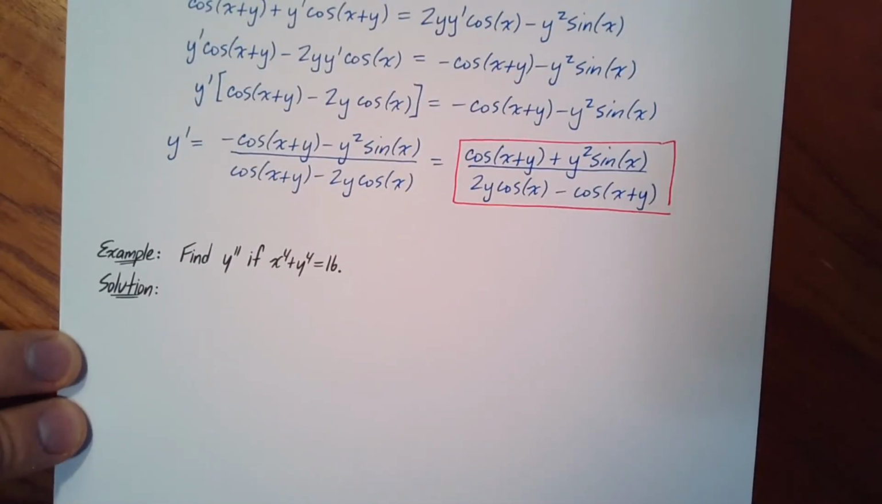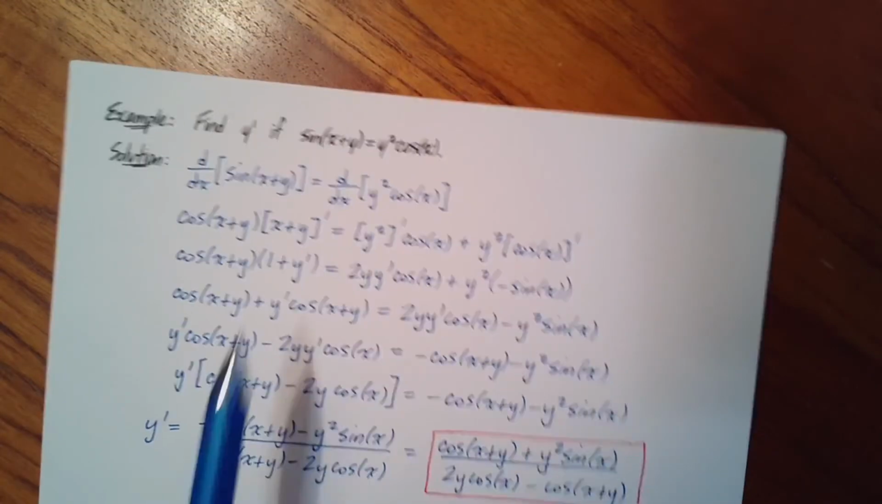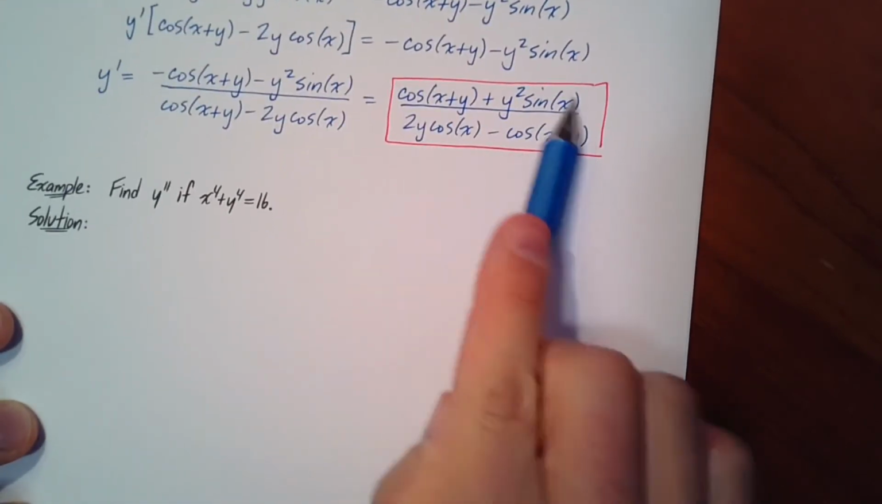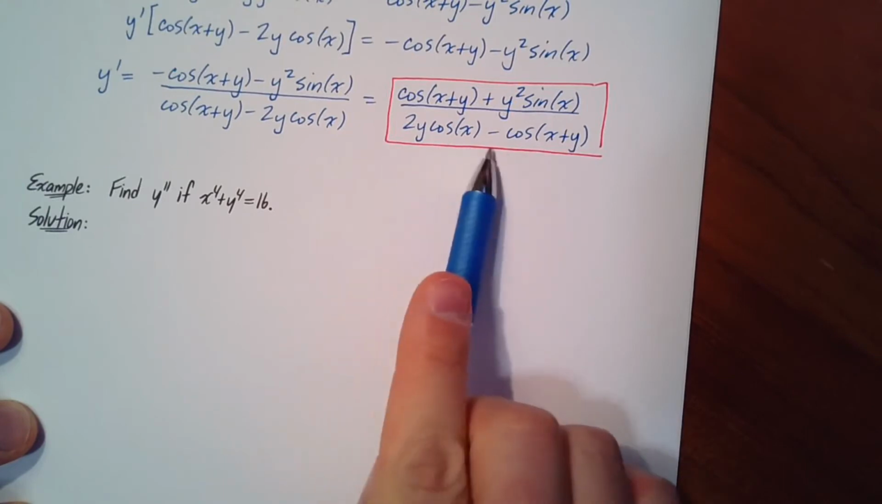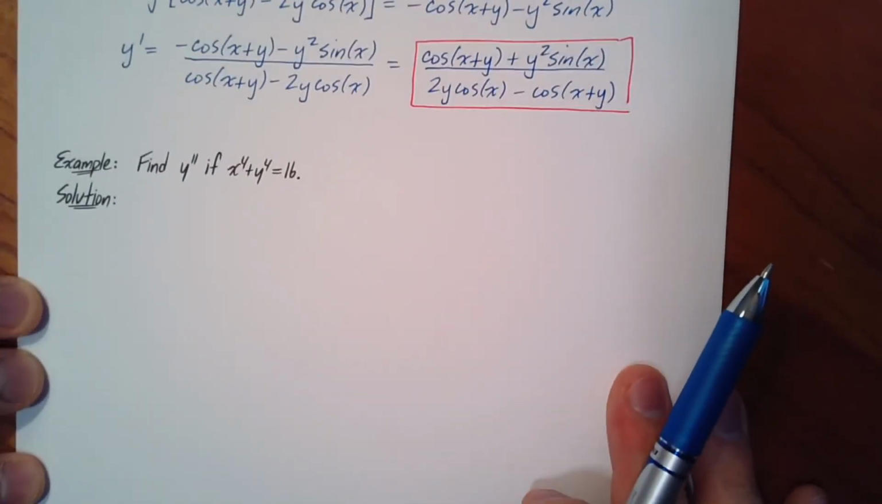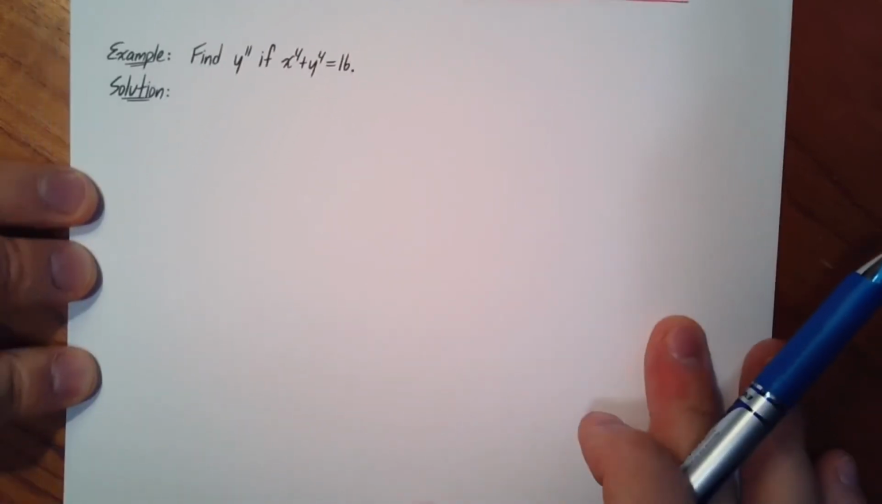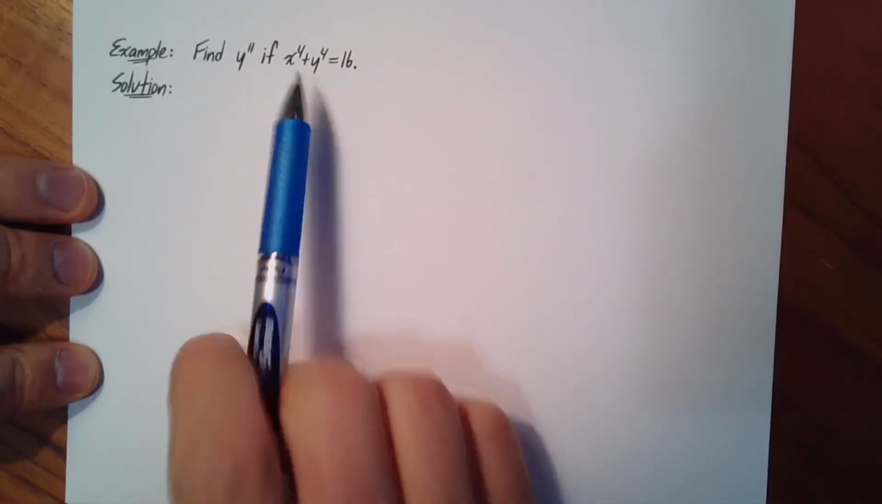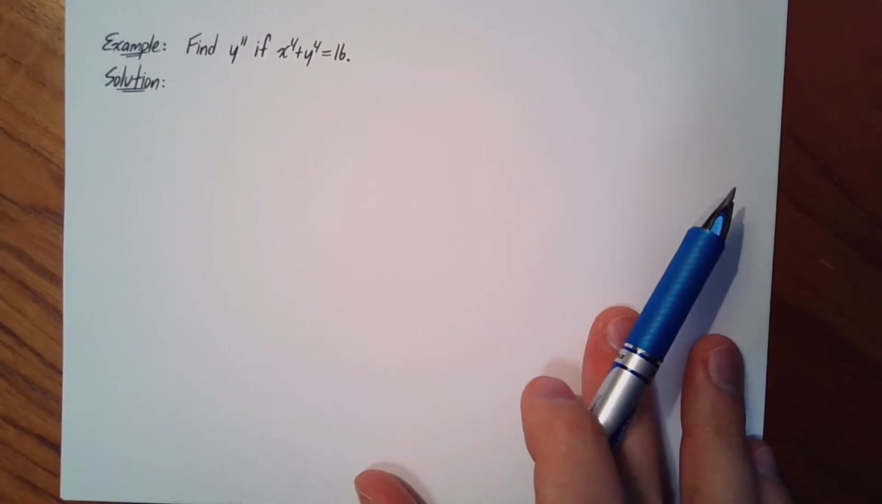Imagine in this example, if we had been asked to find y double prime, what would you have to do? You'd have to now take the derivative of this again, which is a monster now. So we're not doing it with this example, but you can see how it would get much harder if I was dealing with this example. But it's actually going to get more difficult with this one as well, but it won't be quite so unreasonable.